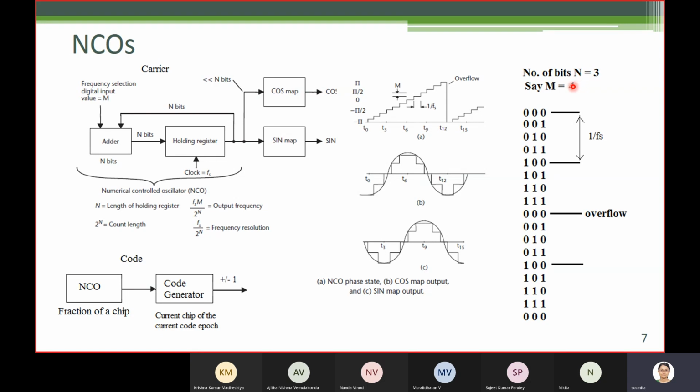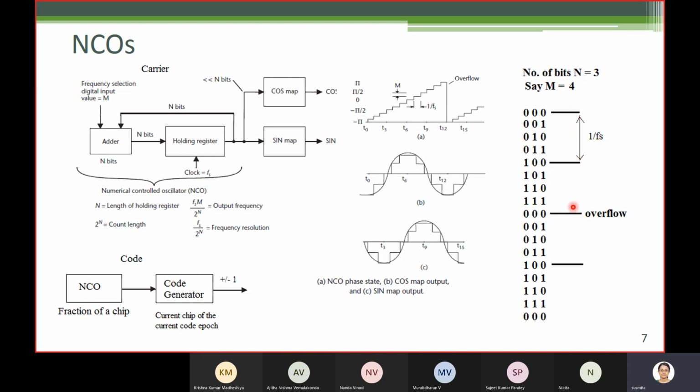If m is equal to 1, it will be just incremented by 1 at each clock edge. So when the next clock edge occurs, it will come here. After that it will come here, and then here, here, here, here, here. So how many 1 by fs will be there? 1, 2, 3, 4, 5, 6, 7, 8. So 8 by fs.